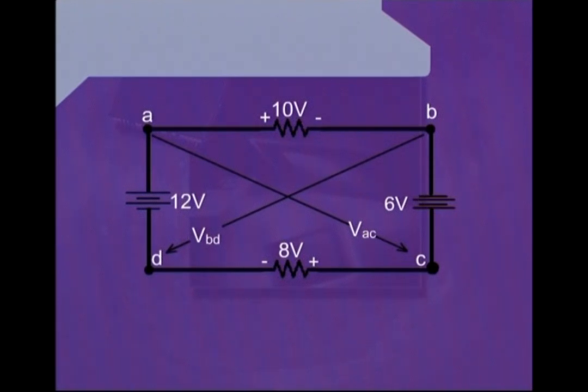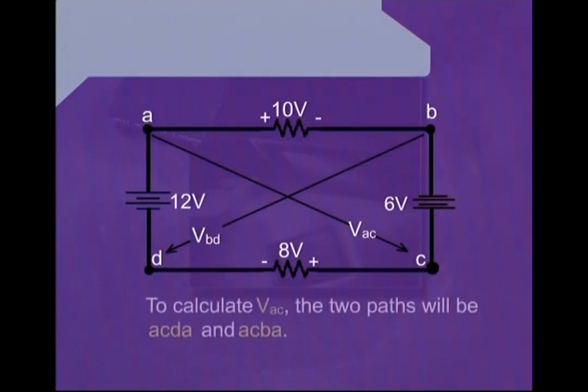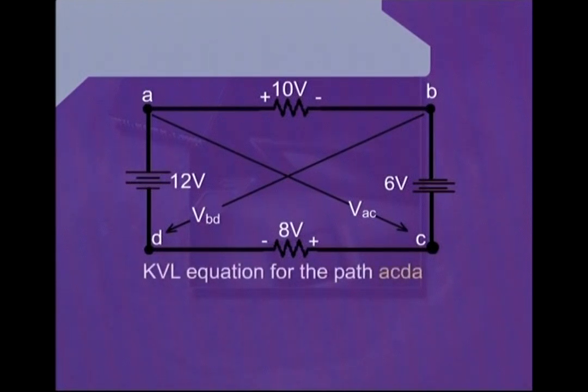Once again, if we consider the voltage VAC, we can also see two paths to calculate it. The first path may be A, C, D and back to A, and the other path may be A, C, B and A. Now, we apply Kirchhoff's voltage law to the loop A, C, D and A.